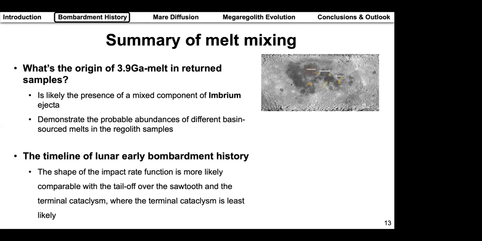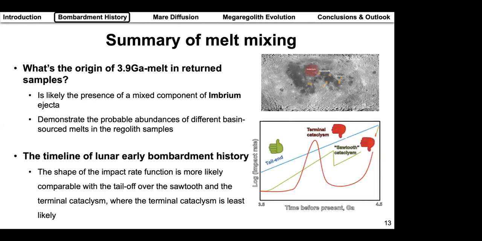Another thing is how to use the melt distributions to constrain the early bombardment history. Our model suggests that, at least if the actual data we have now is representative, the model supports the tail end over the terminal cataclysm and the sawtooth. This is an example of how we use the evolution of melt distribution to constrain the bombardment history.